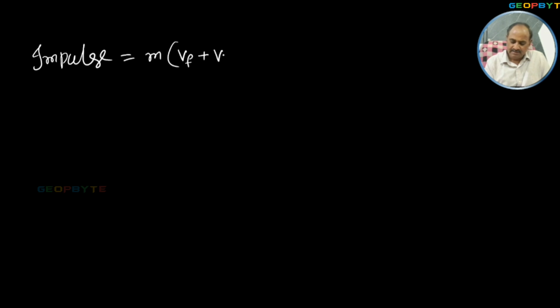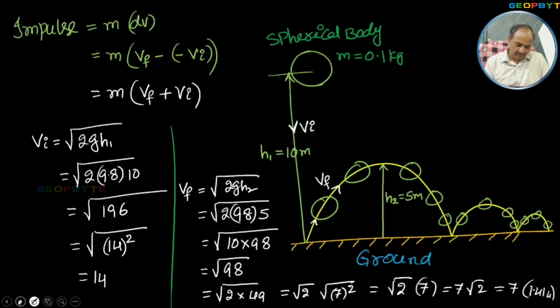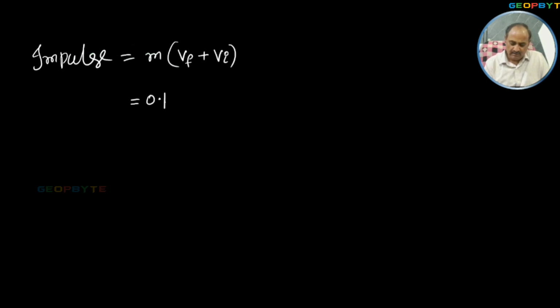Then the impulse equals mass times the final velocity plus initial velocity. Look at the mass: 100 grams is equal to 0.1 kilogram, into final velocity 1.414 into 7, plus initial velocity 14. You simplify this value to get approximately 2.39.